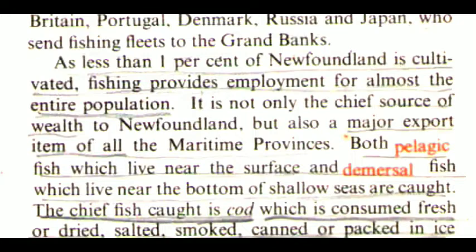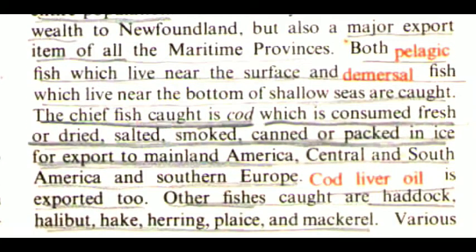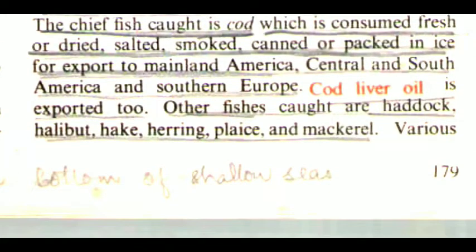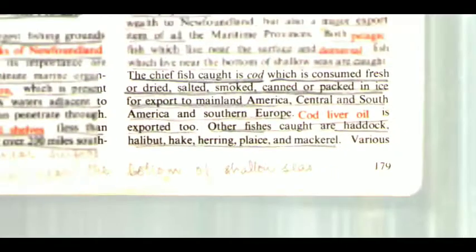It is not only the chief source of wealth to Newfoundland, but also a major export item of all the maritime provinces. Both pelagic fish, which live near the surface, and demersal fish, which live near the bottom of shallow seas, are caught. The chief fish caught is cod, which is consumed fresh or dried, salted, smoked, canned, or packed in ice for export to mainland America, Central and South America, and Southern Europe. Cod liver oil is exported too. Other fishes caught are haddock, halibut, hake, herring, plaice, and mackerel.